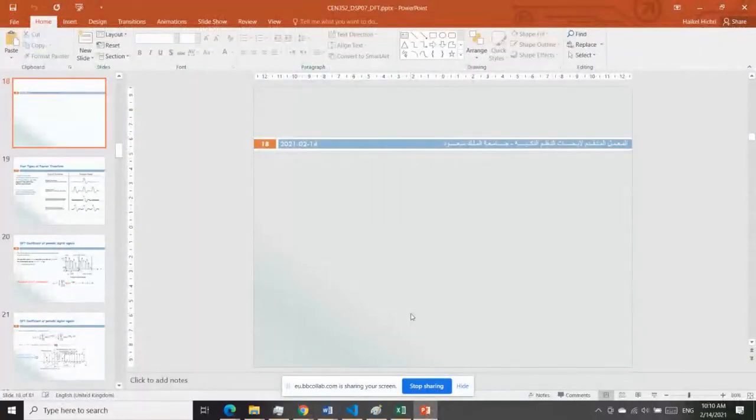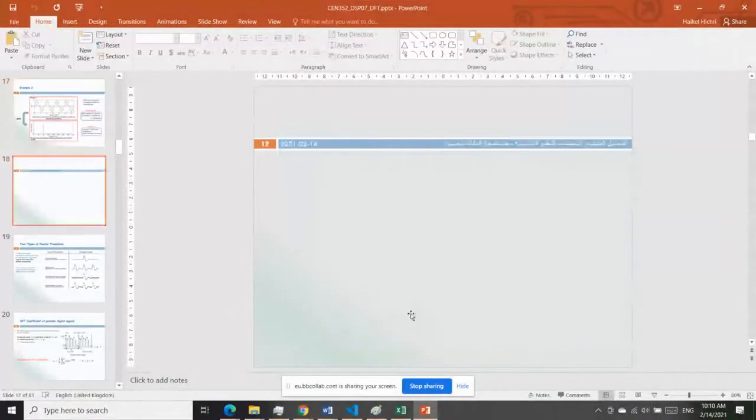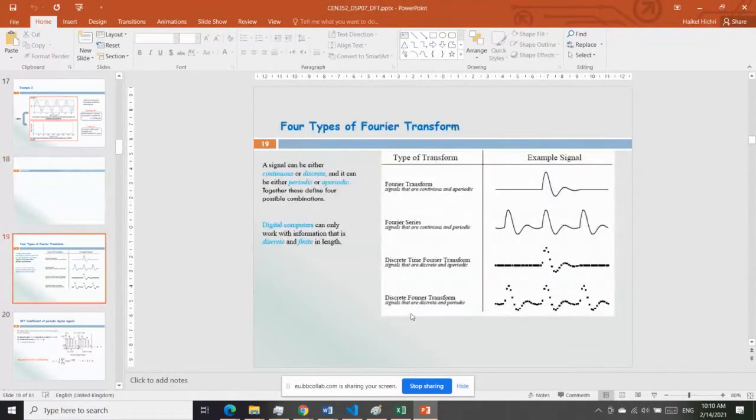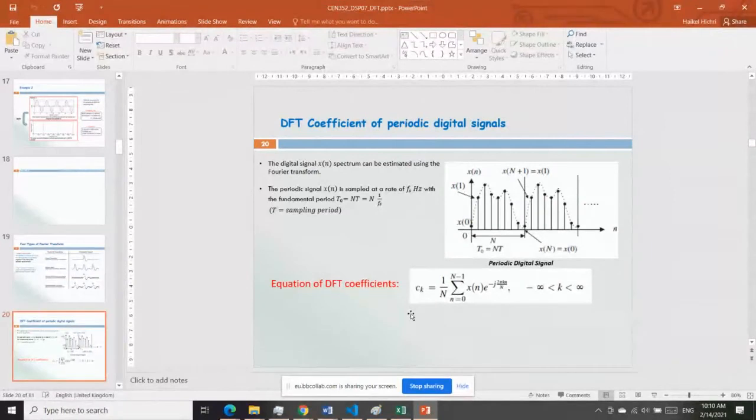So last time we started learning about the Fourier transform, the discrete Fourier transform, the most important thing, because this course is about digital systems, the discrete case. And we saw that the digital signal x[n] spectrum can be estimated using the discrete Fourier transform.